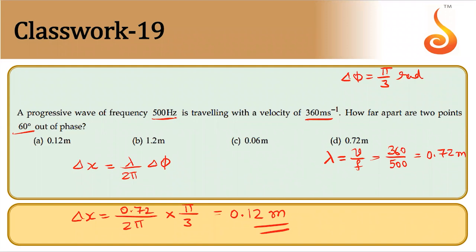Note down this. So path difference is equal to lambda by 2 pi into phase difference, or phase difference is equal to 2 pi by lambda into path difference.